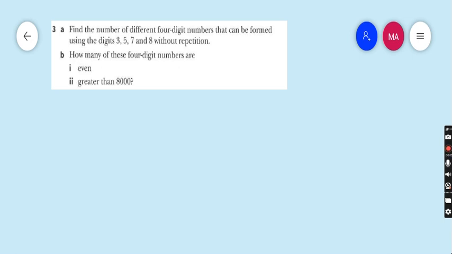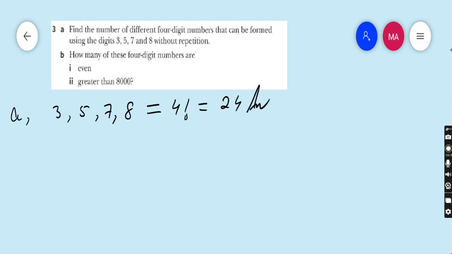Question number 3 is: find the number of different 4-digit numbers that can be formed using the digits. Part A: 3, 5, 7, 8, without repetition. It means no digit will repeat. So how many arrangements could be made? Obviously 4 factorial, or you can write 24, because the answer of 4 factorial is 24.